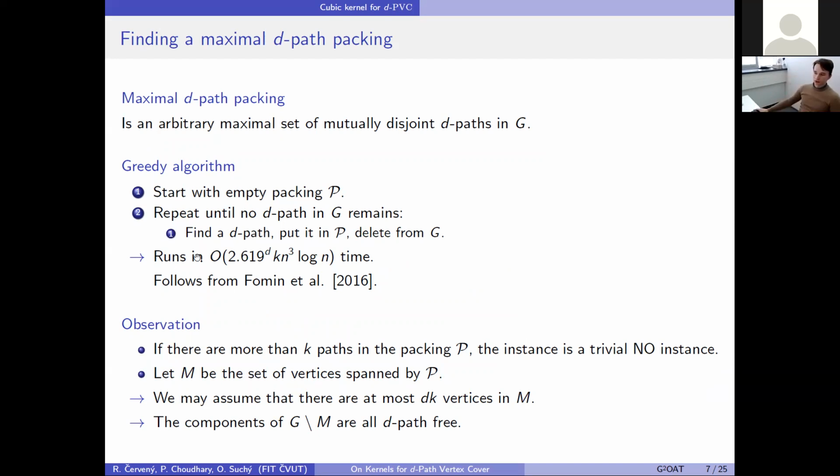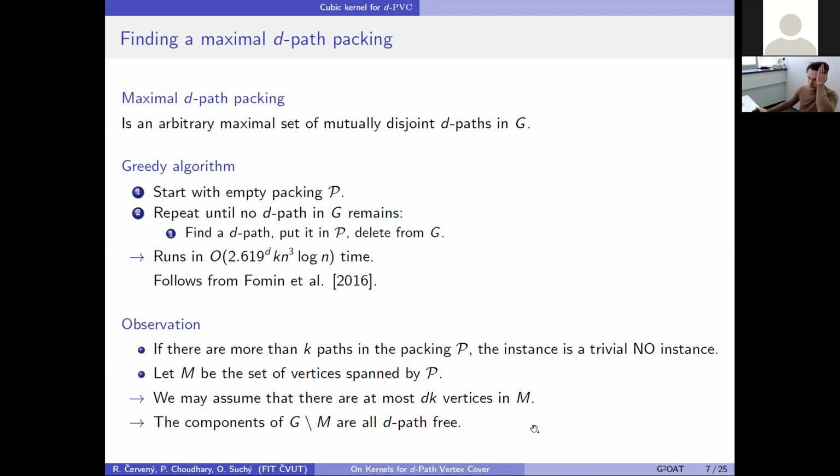So very quickly, how do we find any maximal d-path packing? There is a simple greedy algorithm that just starts with an empty packing, and one by one, it finds some d-path in the graph, puts it in the packing and deletes it from the graph. If you do this repeatedly, until there are no d-paths in the graph left, you are left with some maximal d-path packing in the graph. This algorithm runs in this time, so in our case it runs in polynomial time. The exponential is in d.